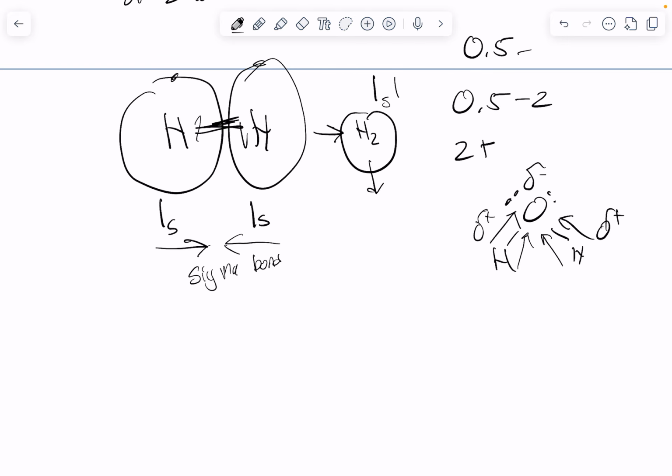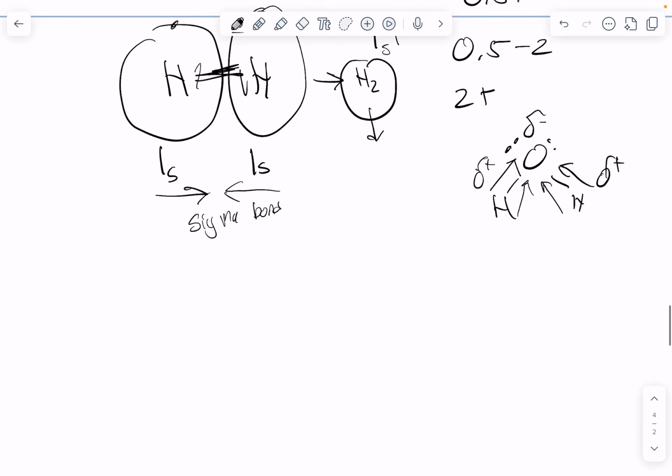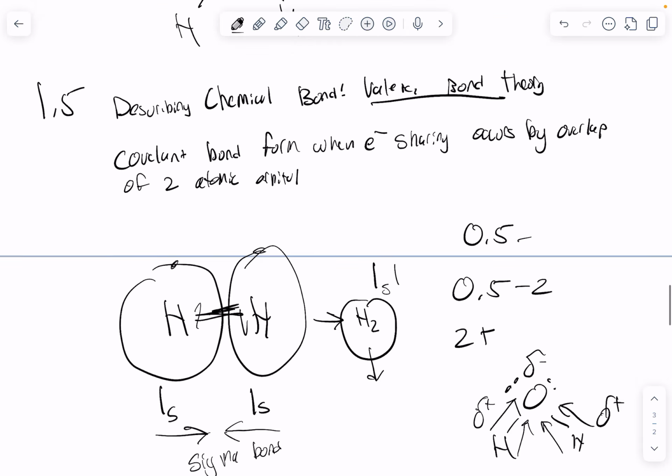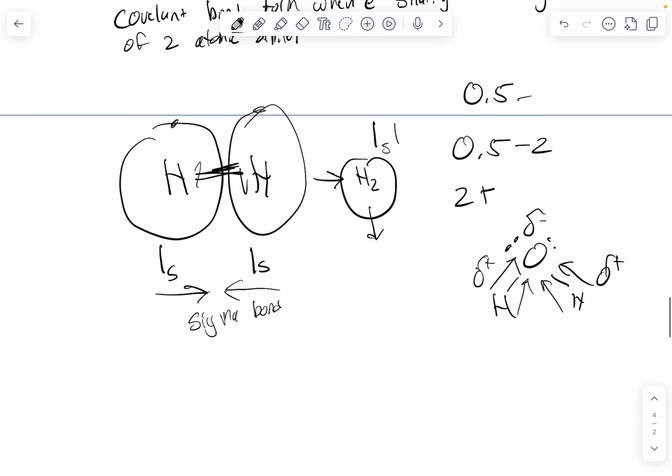And these sigma bonds are head-to-head bonds, and we're going to learn a little bit more here in a second. And there's also another theory. So this is the valence theory, right? That they're sharing electrons, and they're sharing electrons by the overlap of two of their orbitals, okay?